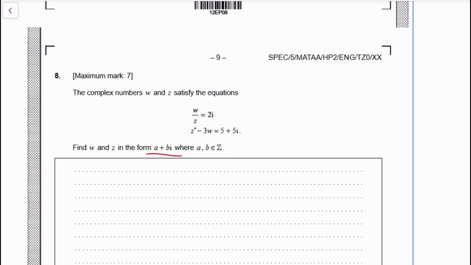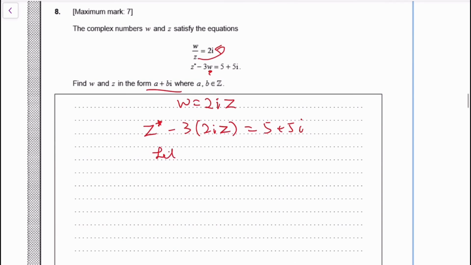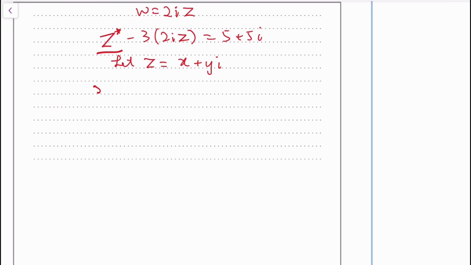How would I do it? I'll probably multiply z to this side. So w is 2i times z. So if you plug into the other equation, we have z star minus 3w equal to 5 plus 5i. And then at this point, you let z be, say, x plus yi, where x, y are real. Okay, so the conjugate of z will be x minus yi, minus 3, 2i, oh well, that's 6i, right? 6i times z is x plus yi.